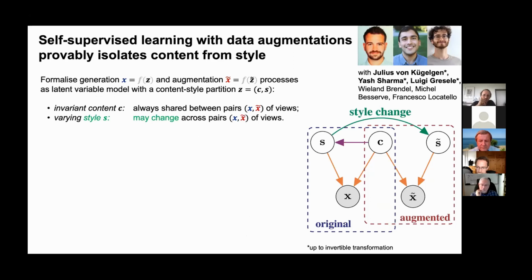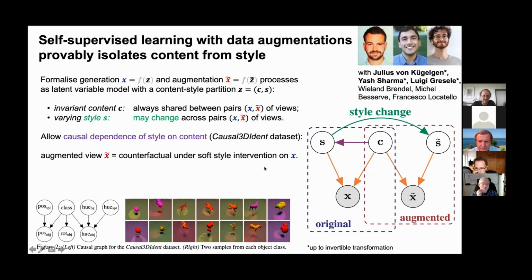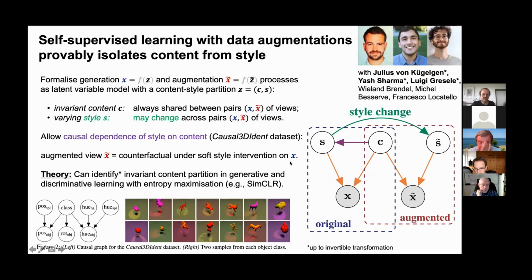And then we can prove that using suitable data, which consists of pairs of images, augmented images, we can actually identify, and this is a nonlinear setting, up to certain indeterminacies this invariant content, which is assumed to be there both in the original and in the augmented image. That's a kind of training data that's the same object in different views. And we have identifiability results for different settings here.